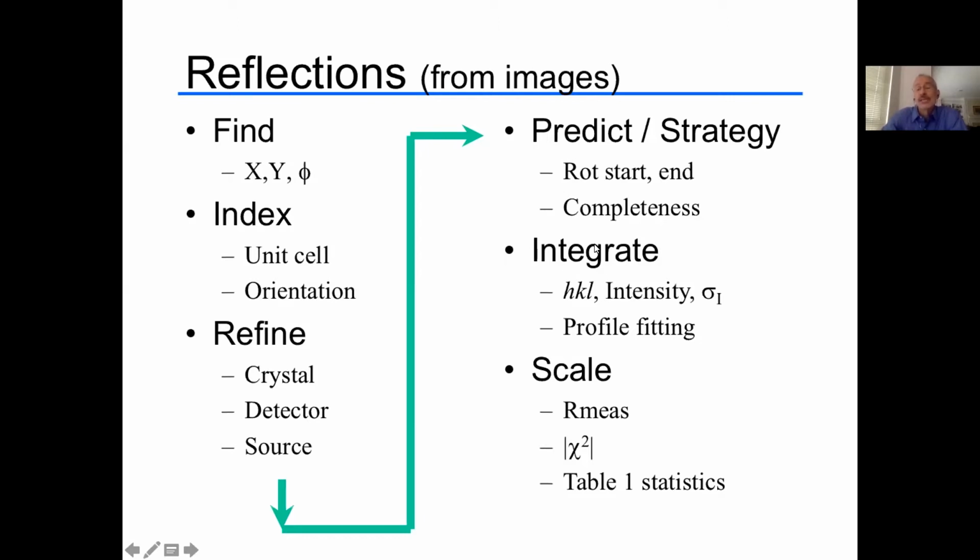But once you can predict where all the spots are, you can label every spot with a Miller index, H, K, and L in 3 space, and then integrate it. And we will talk about that. And next time I will talk about scaling.